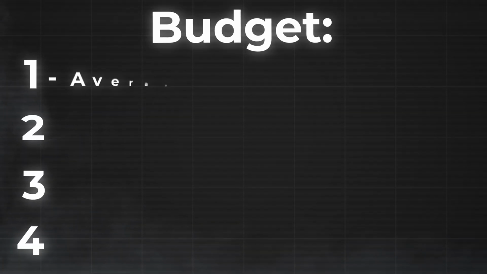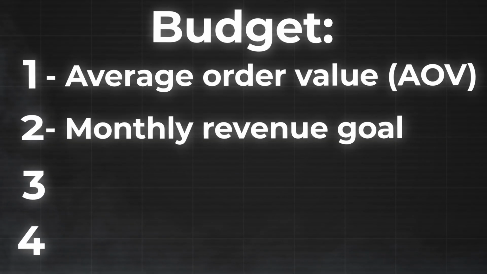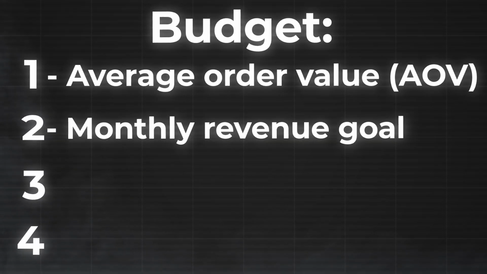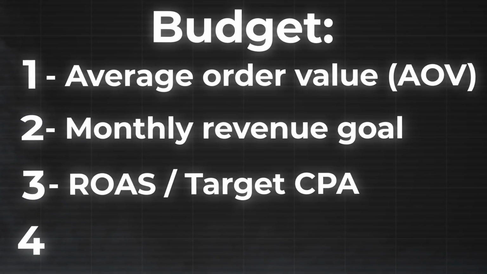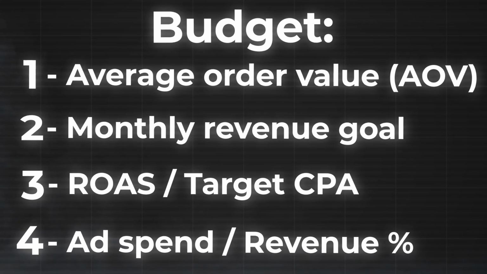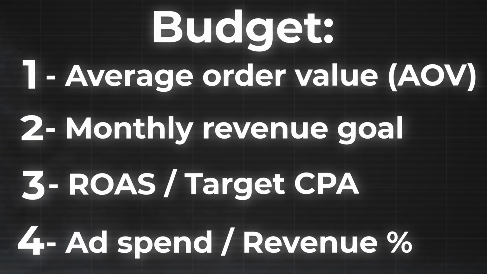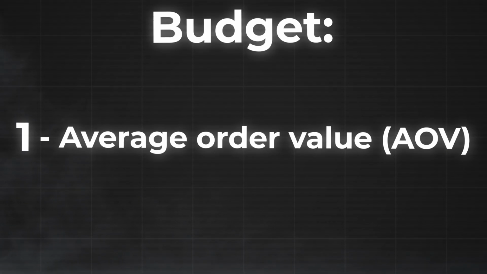Number 1, the average order value of your products. Number 2, the monthly revenue goal you're trying to achieve. Number 3, the return on ad spend or the target cost per acquisition goal. And fourth and final one, the ad spend as a total percentage of the total revenue. We're gonna go over all 4 of these in detail, but let's start with the first, average order value.